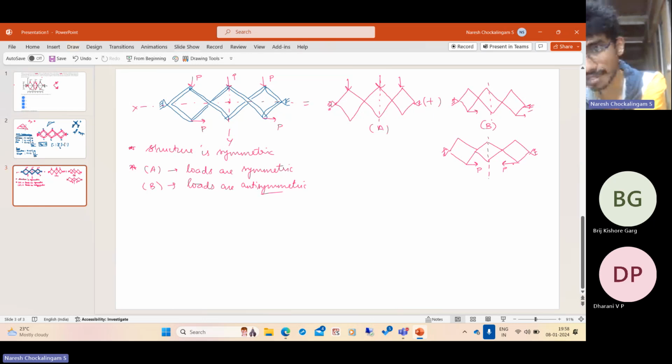But what is different here? This P is replaced with minus P. So only the direction of P is changed like this. So from the other side, if you look, say I'm looking at this half from the back side of the structure, what does that look like? It looks like this.